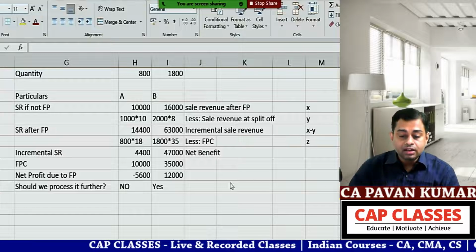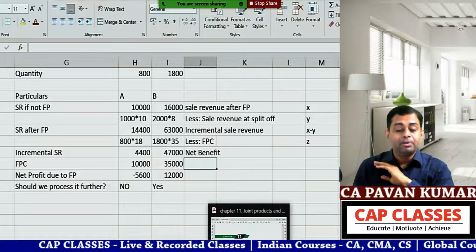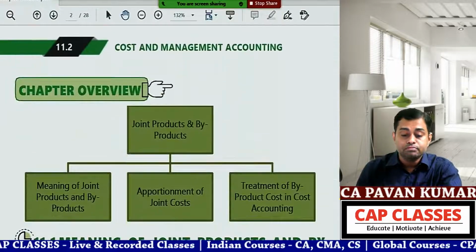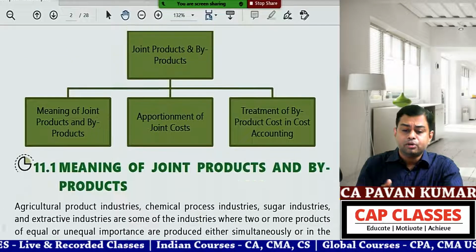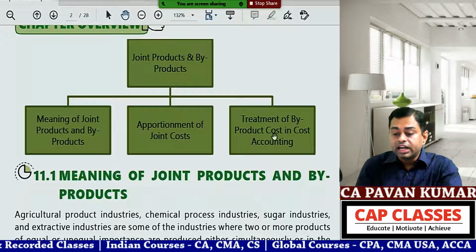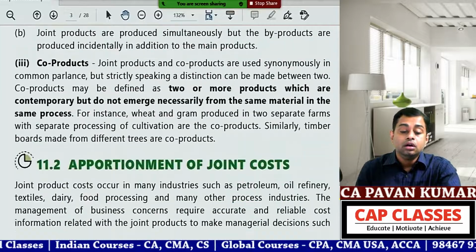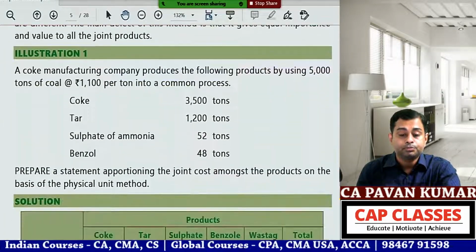So shall we start? Before the break we have done the complete theory of joint products and byproducts. Now let us quickly go through some problems. We have seen the meaning of joint products and byproducts, the apportionment of joint cost and how many methods there are, and the treatment of byproduct in cost accounting. So let us go to question number 1.